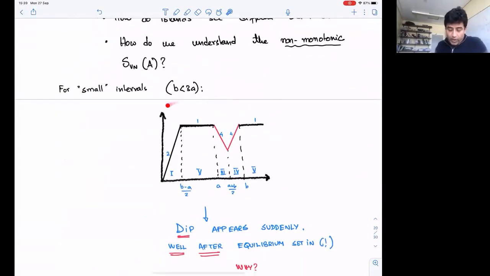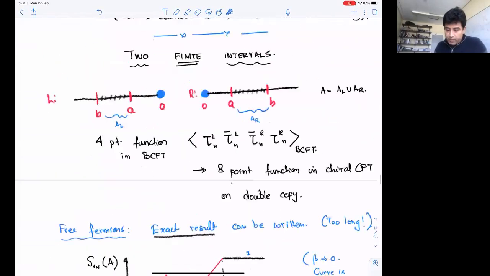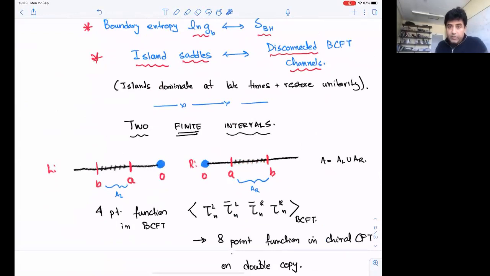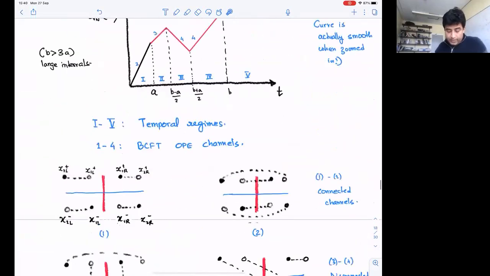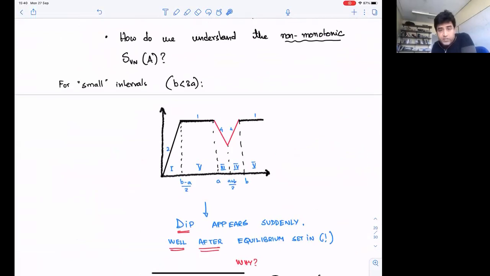In fact, the non-monotonic behavior is actually quite surprising, because if you take these two intervals to be small, so that A and B are such that the size of the interval B minus A is small compared to the distance of the interval from the boundaries, then you see something that's quite counterintuitive at first sight. The von Neumann entropy of radiation grows, but then it saturates. And then, surprisingly, after it looks like it has equilibrated, suddenly there is a dip that appears, and then the system again re-equilibrates. It looks very mysterious why there should be a dip at all. Because it looks like the entropy has grown, the system has equilibrated, reached information saturation equilibrium, and then suddenly there is a dip. And so it looks mysterious at first sight.